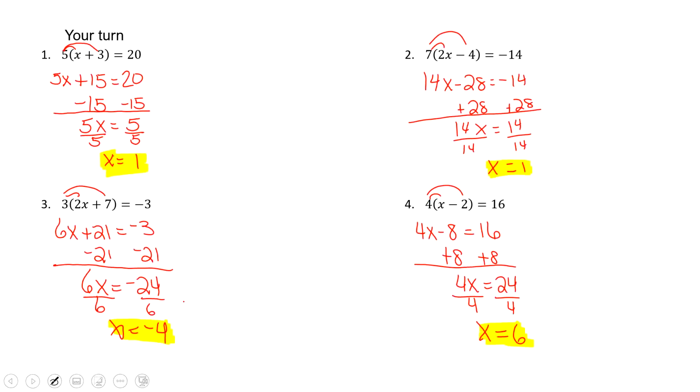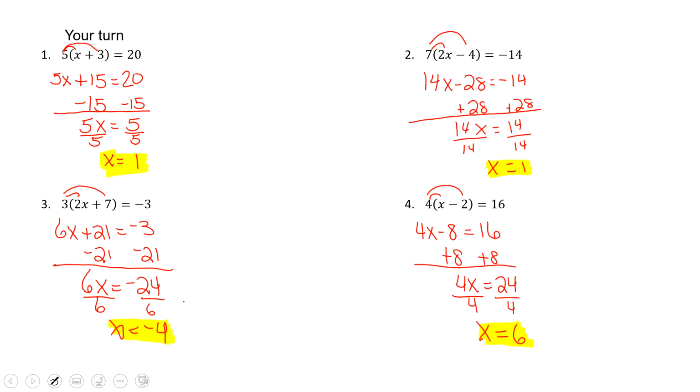All right, so you should have been able to work these through. I've highlighted the answers in yellow. In the first one, we had to distribute the 5 through. So you would have ended up with 5x plus 15 equals 20. You follow your steps from yesterday, you would have found that x equals 1. Second one, number 2, distribute the 7. We end up with 14x minus 28 equals negative 14. Again, follow your steps from yesterday. We find out x equals 1.